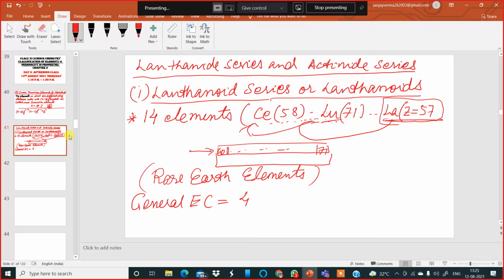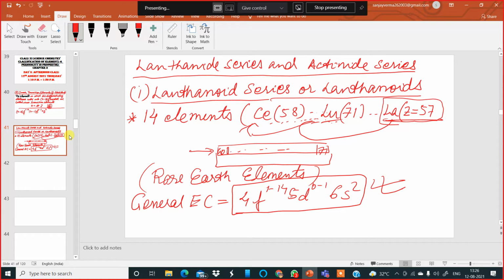So 4f, 1 to 14 electrons, d, that is 5d, (n minus 1), 0 to 1 electron, and then we have 6s2. So this is the general electronic configuration of the lanthanoids, which you have to remember at any cost. Remember this at any cost. Now, I hope this much is clear to you.